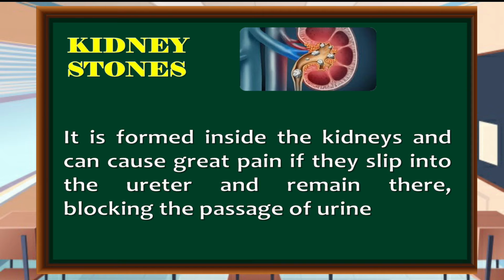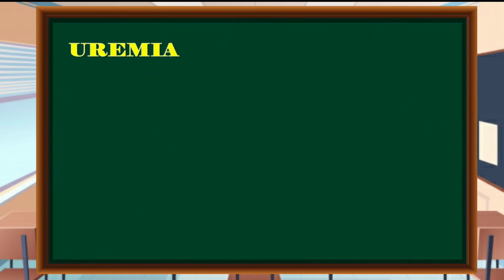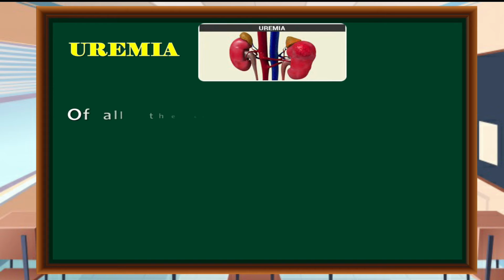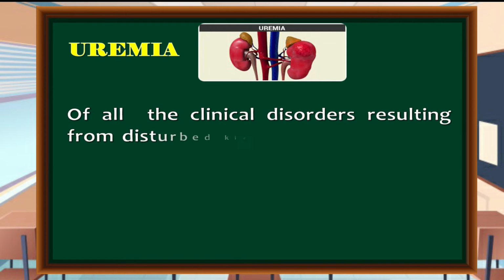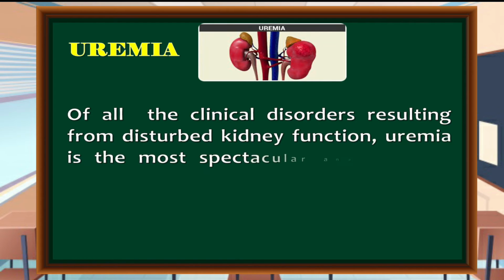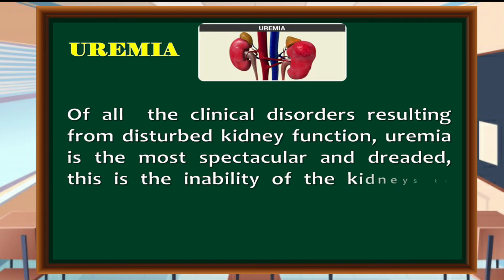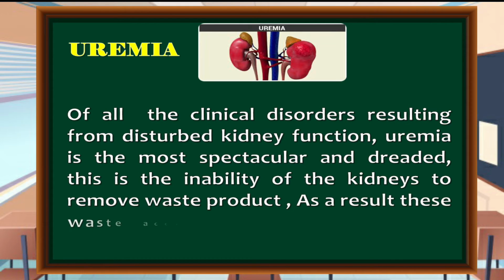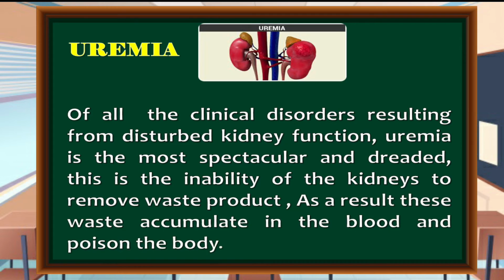The third one is uremia. Of all the clinical disorders resulting from disturbed kidney function, uremia is the most spectacular and dreaded. This is the inability of the kidneys to remove waste products. As a result, this waste accumulates in the blood and poisons the body.